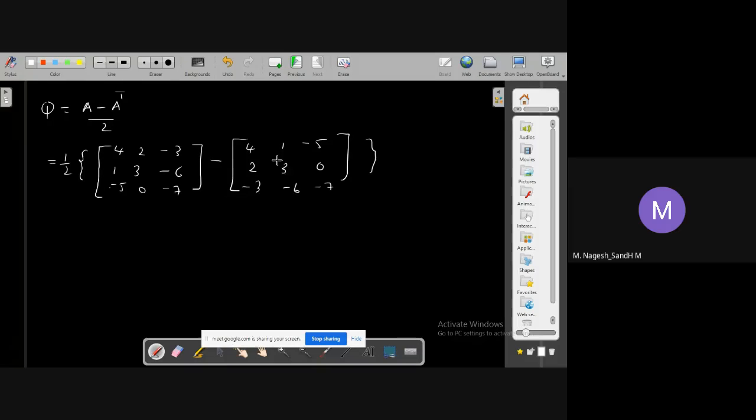I wrote this from the given data. I'm not doing anything else, just writing from the given. Given A, we have A transpose. Or you can directly write 4 2 minus 3 in the column here, no need to look back also. A is there; its transpose means you write 4 2 minus 3 in the column. So now we have to do subtraction.